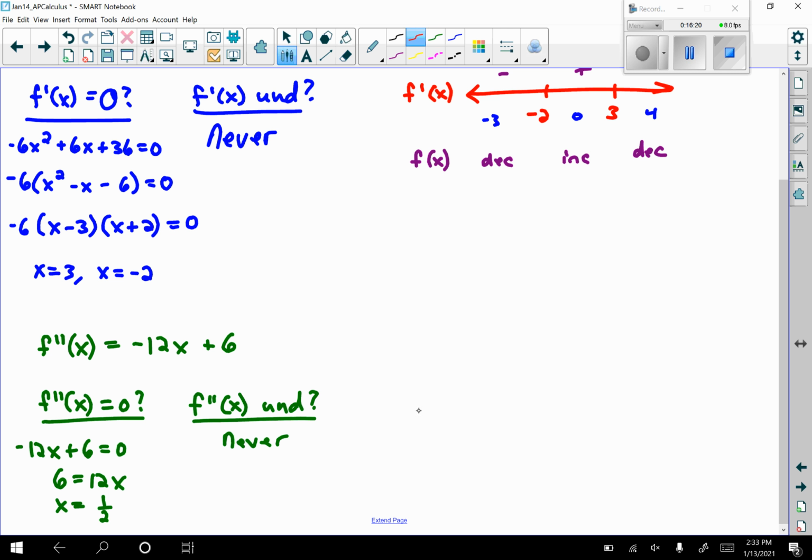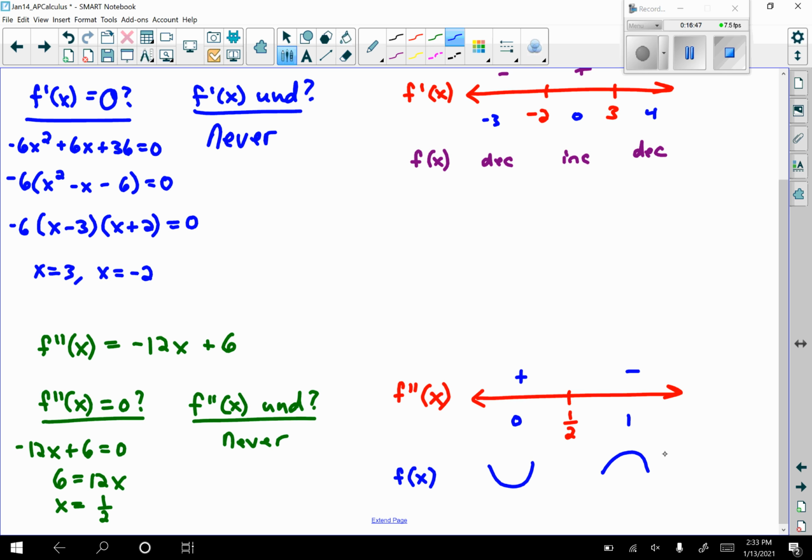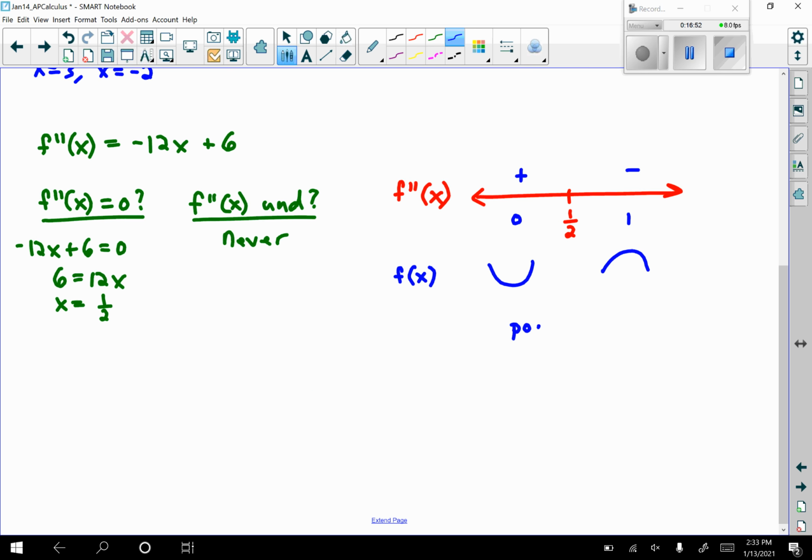So now we're going to make a number line for our second derivative. We only have one critical number here, 1/2. So we're going to substitute into negative 12x plus 6. I could test a 0. I could test a 1. So when x is 0, we get a positive value. And when x is 1, we get a negative value. So this tells me my function is concave up before the 1/2, concave down after. And because concavity changed, there's a point of inflection at x equals 1/2.